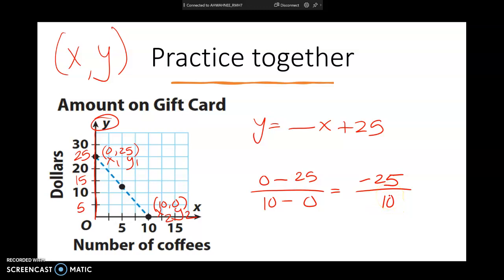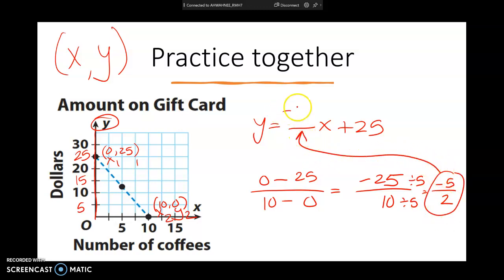Now, check your work. This line, is it going uphill or downhill? It's going downhill. So the slope should be negative. And I do have one number that's negative here. So that's all we need. Good job. Okay, let's simplify this. Let's divide by 5. Gets me negative 5 over 2. That can't be reduced anymore, so this is my slope, and that goes in for slope right here. So we got negative 5/2. Final answer. Let me know if you have any questions.